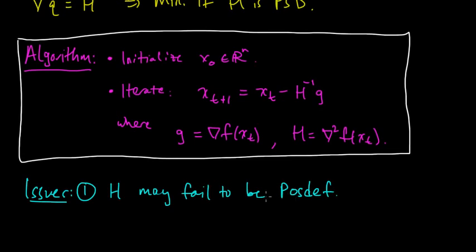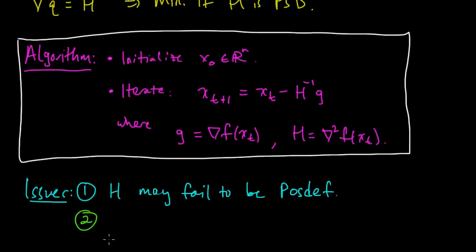But what you can do in this case, one thing that people do, is switch to gradient descent if it's not positive definite. And the Levenberg-Marquardt algorithm is a smart way to switch back and forth between those two algorithms. Okay, so that's one issue.